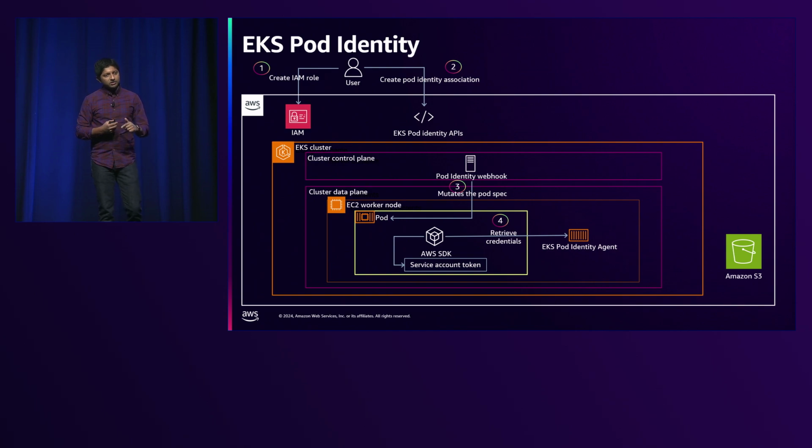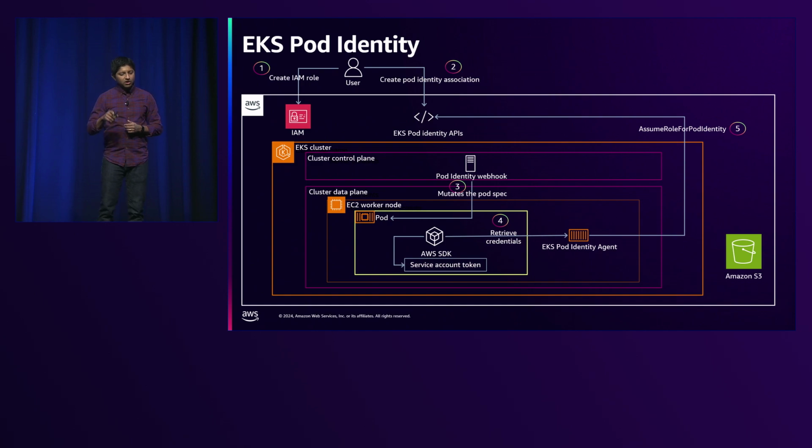It will make a call to the Pod Identity agent, passing the service account token, and then the Pod Identity agent would call AssumeRoleForPodIdentity, which is a new API we introduced as part of the Pod Identity API. And this API would then validate the service account token that was passed. If it is validated, it returns a temporary AWS credential, which is then injected into the pod. And then the application can use that AWS credential to access S3.